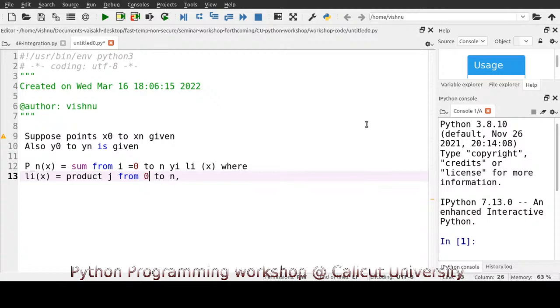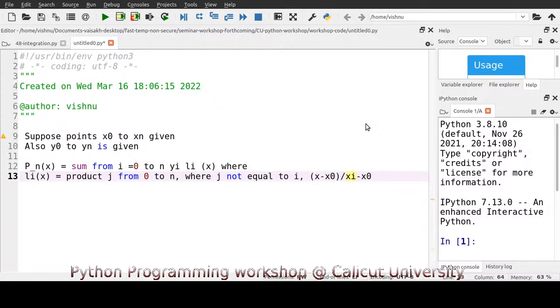I'm just typing it so that we can easily convert this into Python code, where j not equal to i, and the product of what? A product of all the rational functions. It's again polynomials, x minus x naught, divided by xi minus x naught. This is the product. See that j is also here, so we should take care of j also.